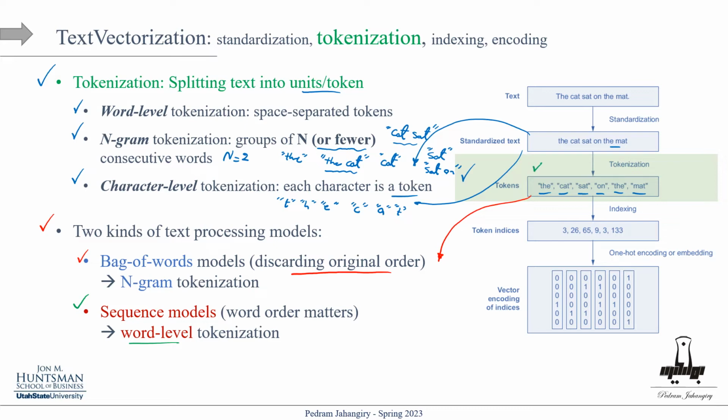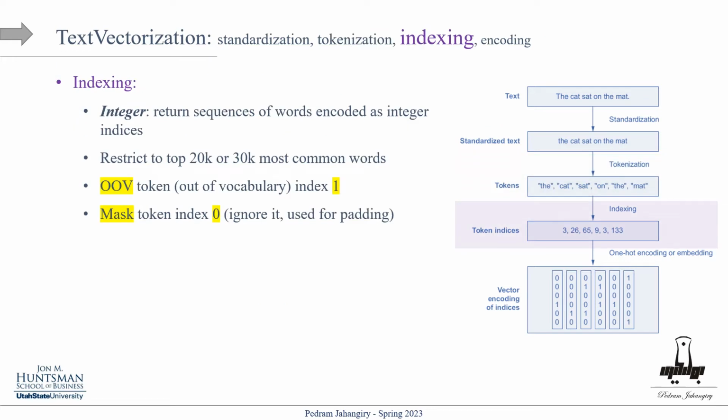All right, so these are two kinds of text processing models, bag of words and sequence models. Okay, the next step, number 3, is indexing. So we standardize the text, we tokenize it. Now it's time to assign some numerical values to that, right? So that's basically indexing: assigning an integer to each of your tokens. For example, we assign the number 3, cat 26, and so on. And as you can see, there's another number 3. Okay, so this is the indexing.